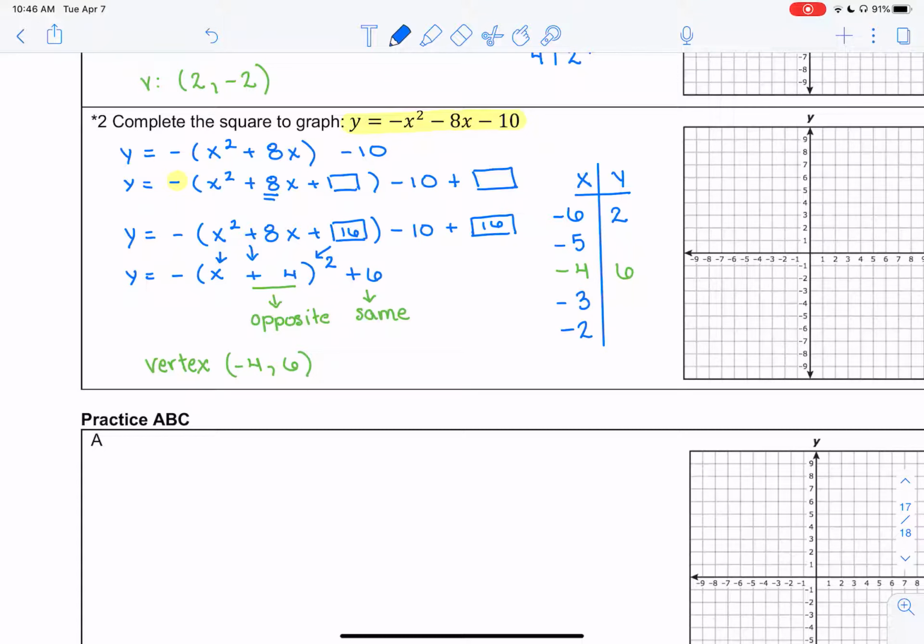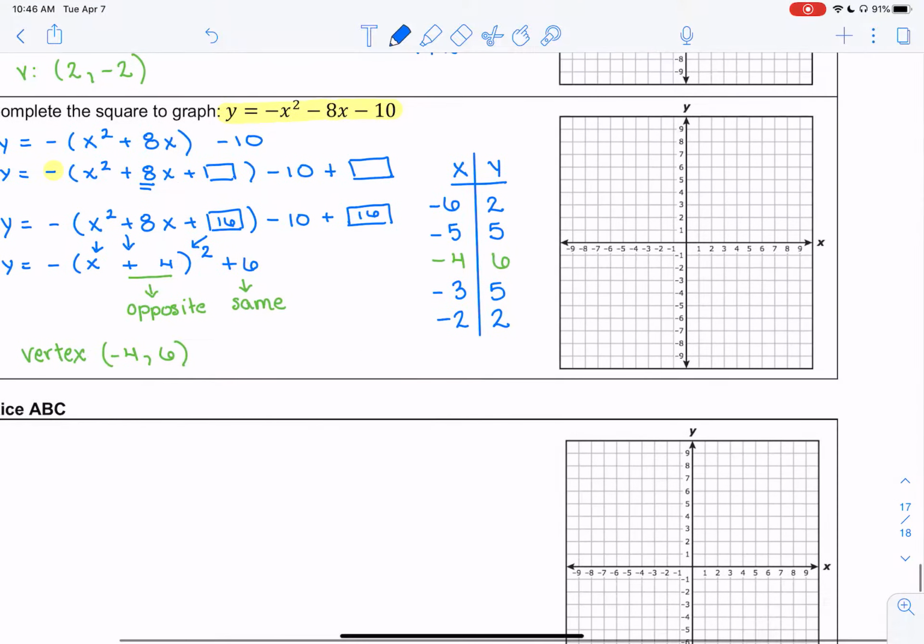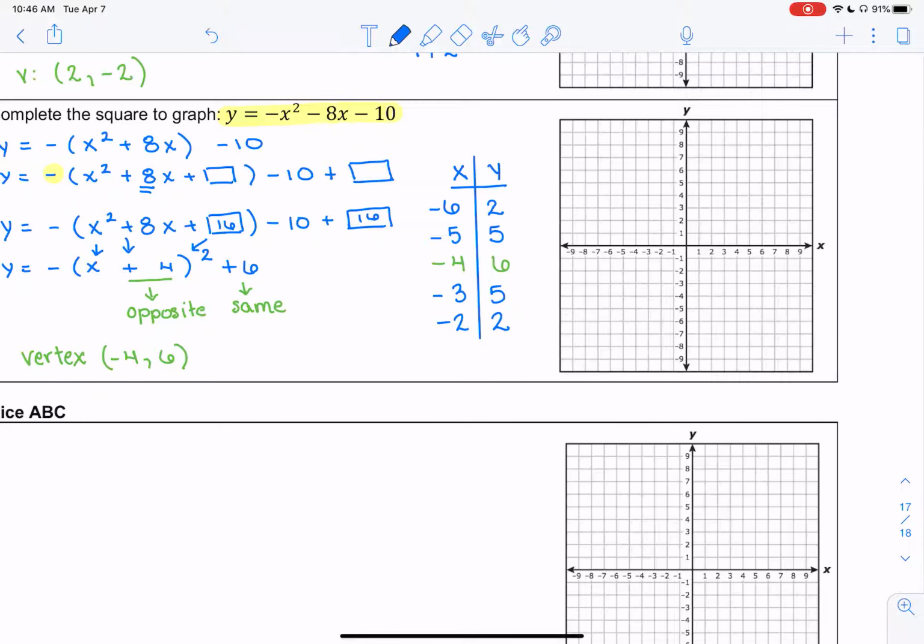When I plug in a -5 to the highlighted equation, I get a 5. When I plug in -3, I get a 5. And when I plug in -2, I get a +2. Okay, so I'm ready to graph this. The vertex is at -4, 6. That's over here in quadrant 2.